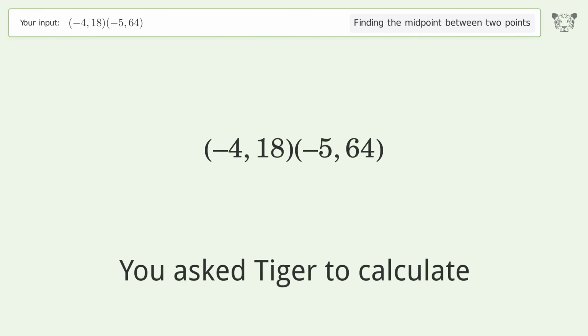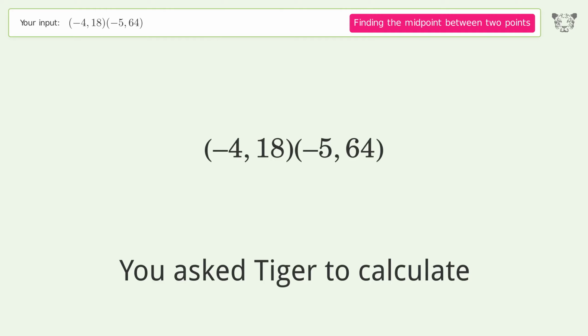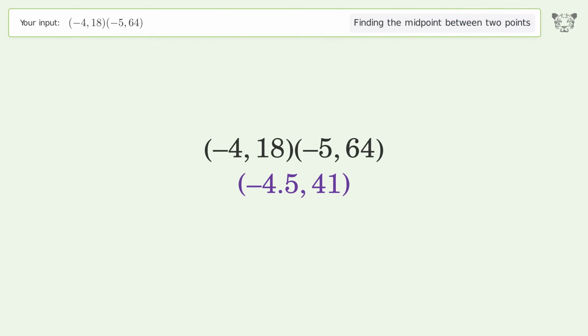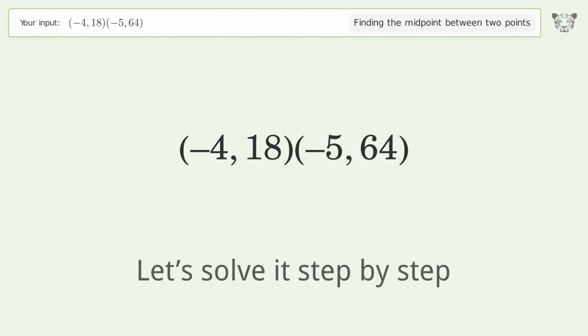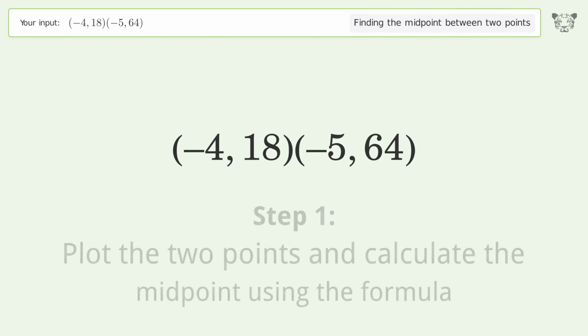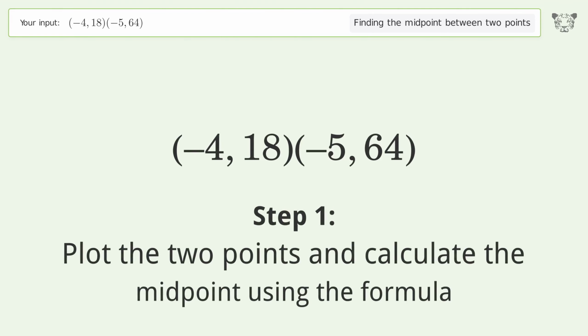You ask Tiger to calculate. This deals with finding the midpoint between 2 points. The midpoint between the 2 points is -4.541. Let's solve it step by step. Plot the 2 points and calculate the midpoint using the formula.